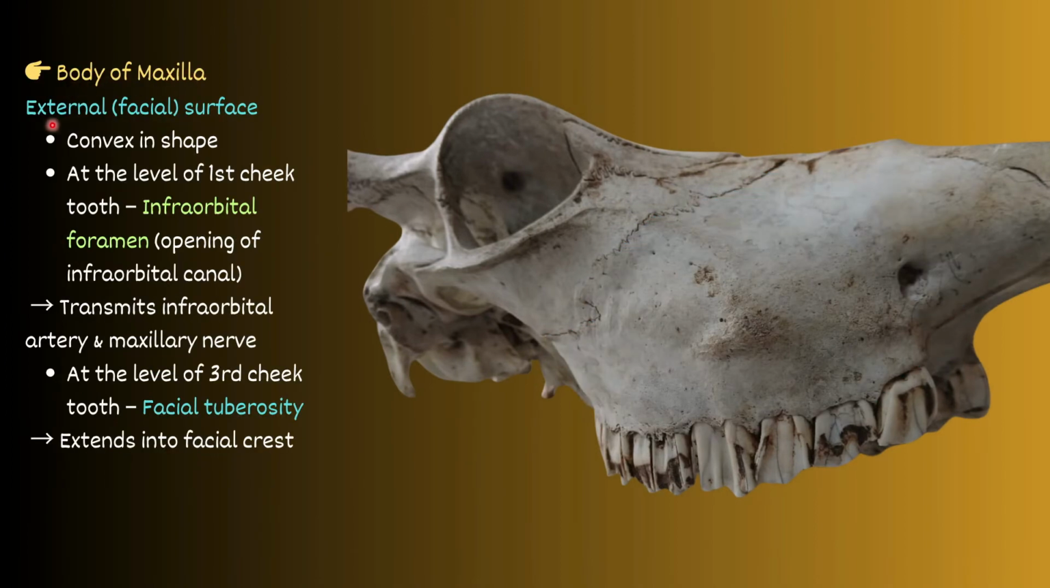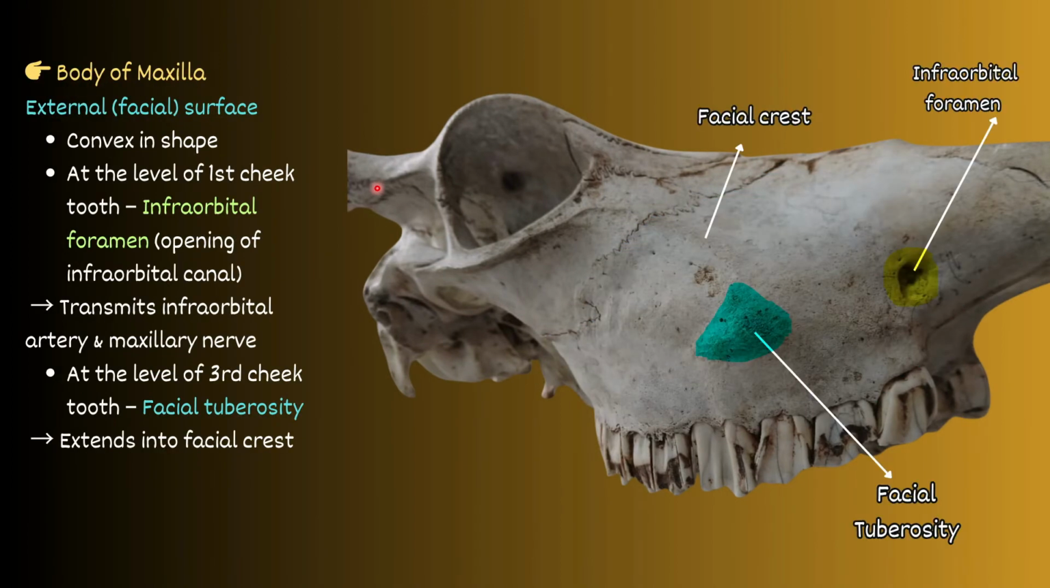Body of the maxilla has an external or facial surface. You can see this whole surface is the external or facial surface of the maxilla. It is convex in shape. At the level of the first cheek tooth, this is the first cheek tooth, at this level it bears a foramen. This is the infraorbital foramen you can find, the opening of the infraorbital canal.